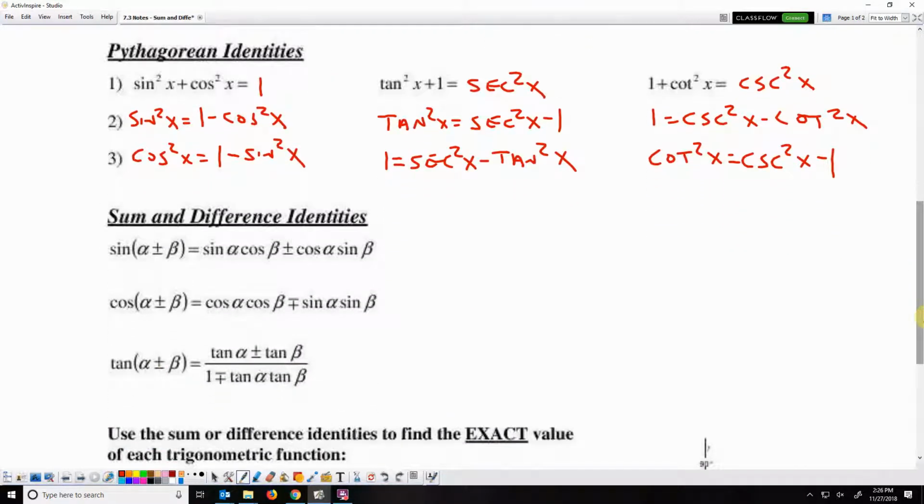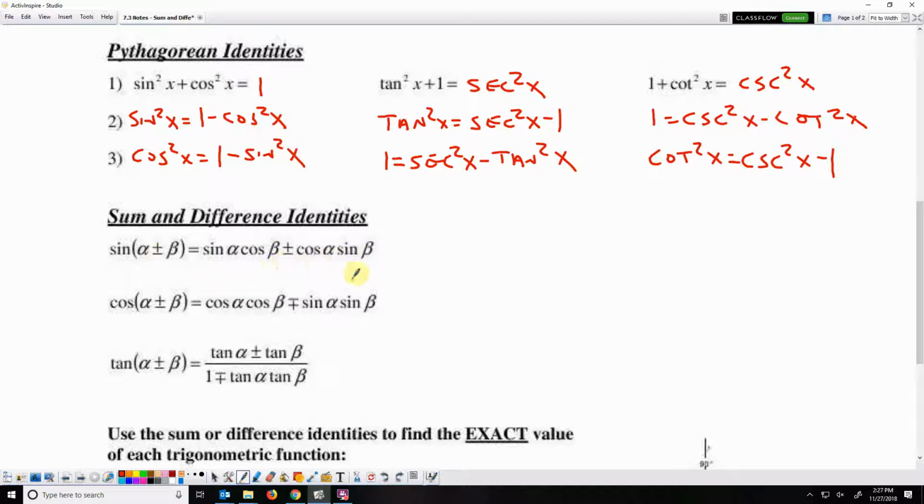And now some new identities. Sum and difference identities. If I have a number of degrees that doesn't fit very well onto the unit circle, I can find two numbers that do fit onto the unit circle and add them together or subtract them. So if I'm doing sine of alpha plus or minus beta, I can do sine alpha cosine beta plus or minus cosine alpha sine beta.